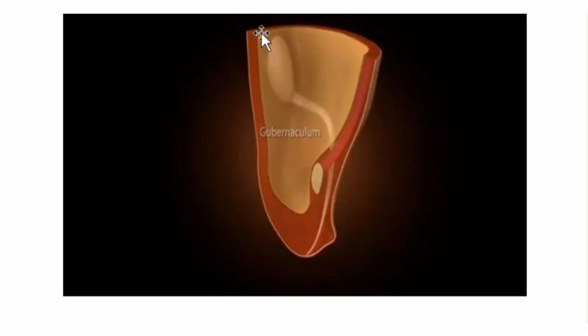Now, in the fetal life, the testis lies in the abdominal cavity and then gradually it descends down into the scrotum. In the abdominal cavity, it lies on the posterior abdominal wall covered anteriorly by the peritoneum. The lower pole of the testis is attached to the scrotal swelling or the developing scrotum by a mesenchymal tissue that is known as gubernaculum.